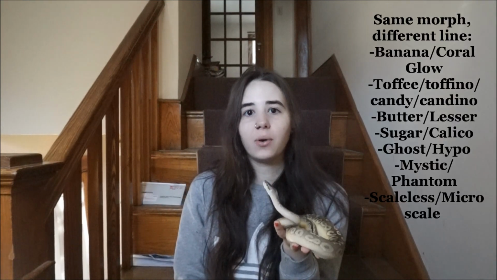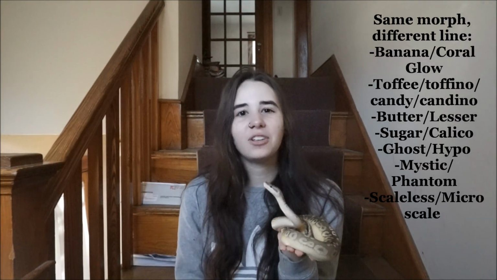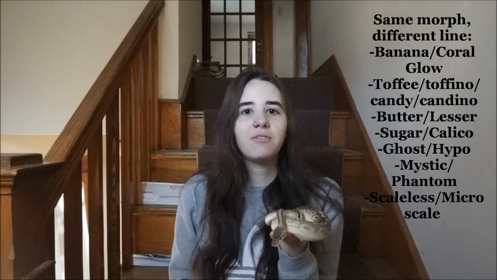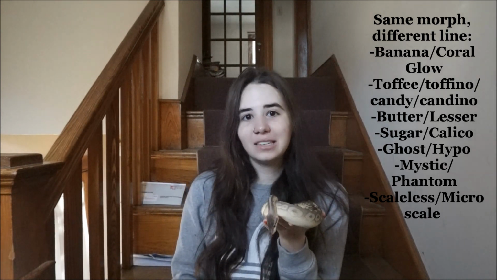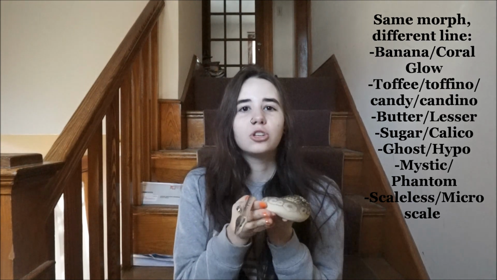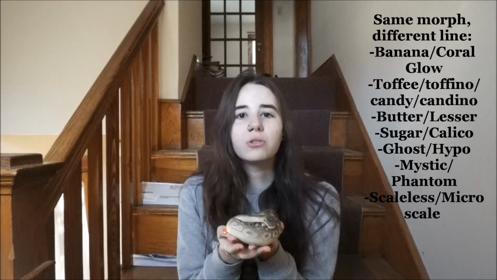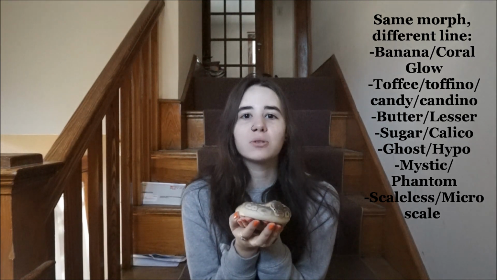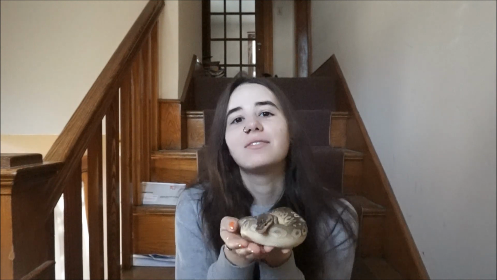Some examples of this would be Banana and Coral Glow. They look the same, but they're technically different lines. They are the same gene, just with two different names. Some other examples would be Toffee and Toffino, and Candy and Candino. Butter and Lesser are the same. Sugar and Calico. Ghost and Hypo are the same, Phantom and Mystic are the same, and Microscale and Scaleless are the exact same. This is going to wrap up the rest of the video.